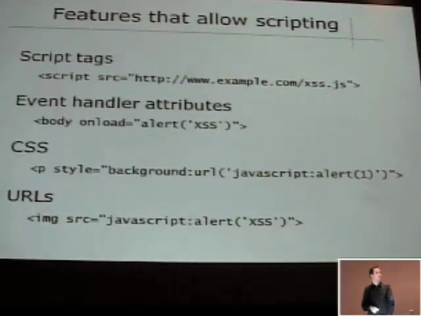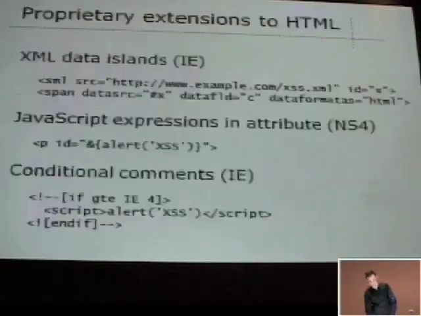And finally, you can use URLs. You can use a javascript: URL in an image source. I think Firefox and IE fix that, so you can no longer do it with images, but you can do it with other types of elements. So all of these things are features that you need to take care of in your filter. You need to be aware of their existence. And these are the simple ones because they're standard. Anybody who knows HTML would probably be familiar with them.